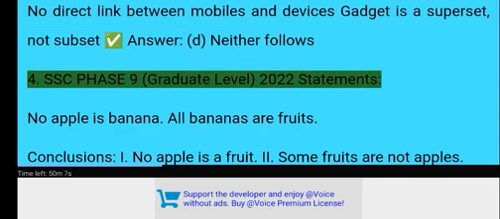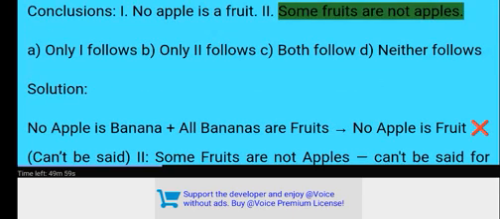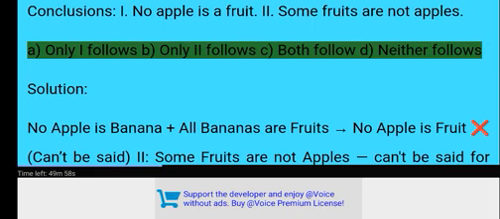4. SSC Phase 9 Graduate Level 2022. Statements: No apple is banana. All bananas are fruits. Conclusions: 1. No apple is a fruit. 2. Some fruits are not apples. A. Only 1 follows. B. Only 2 follows. C. Both follow. D. Neither follows.